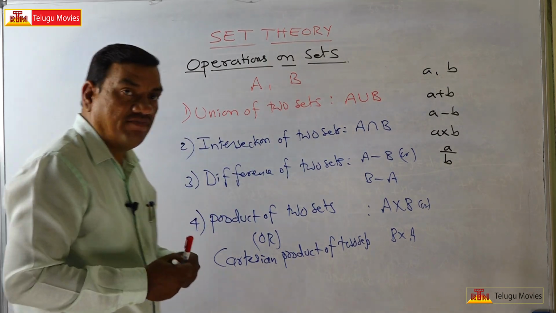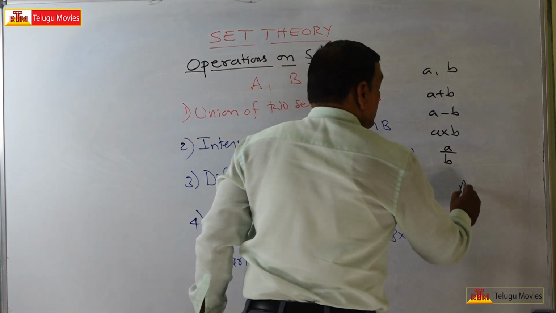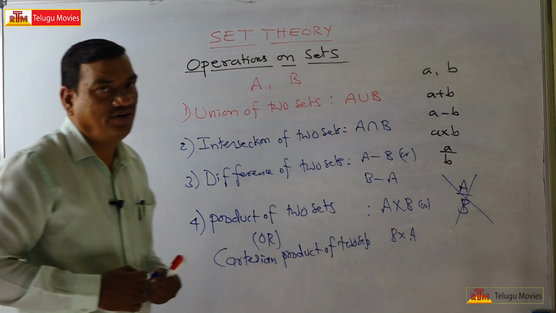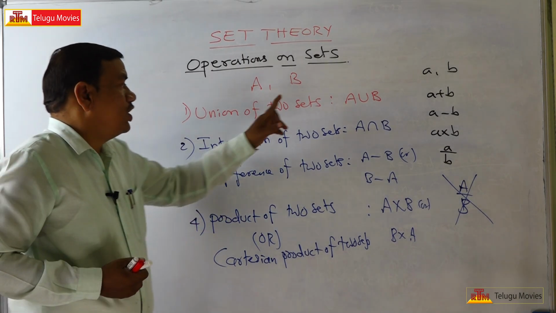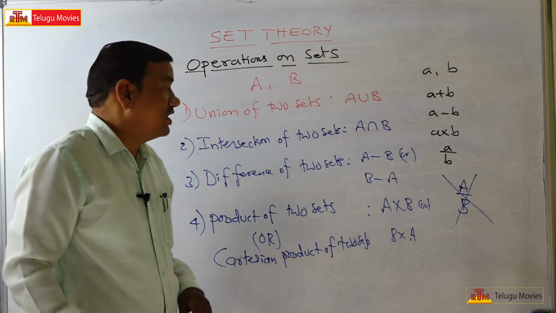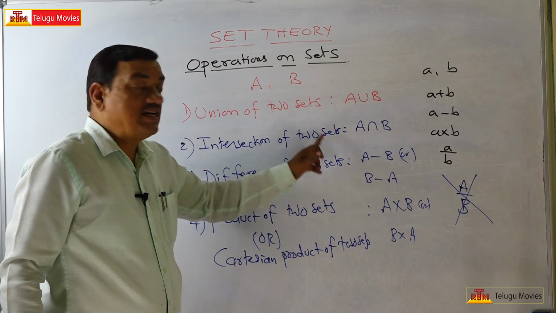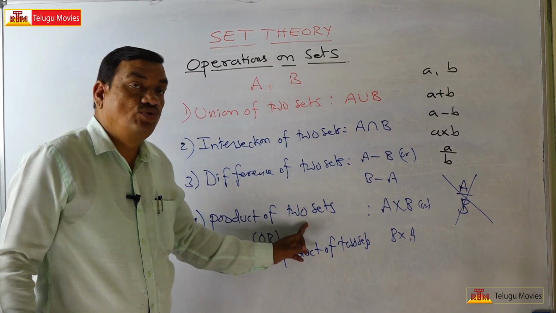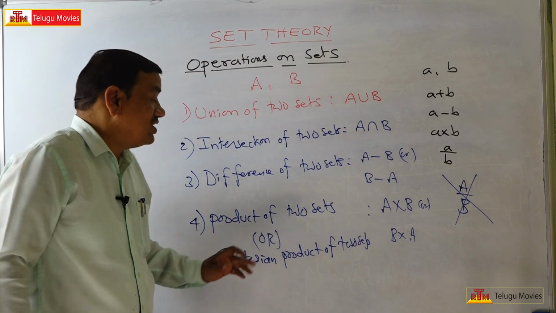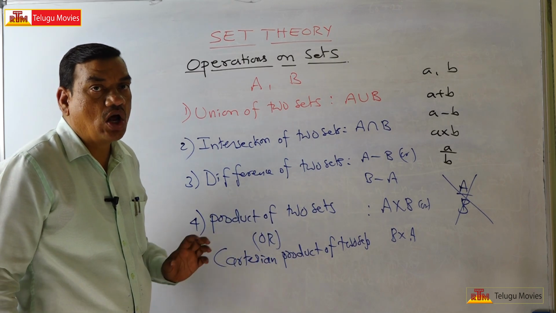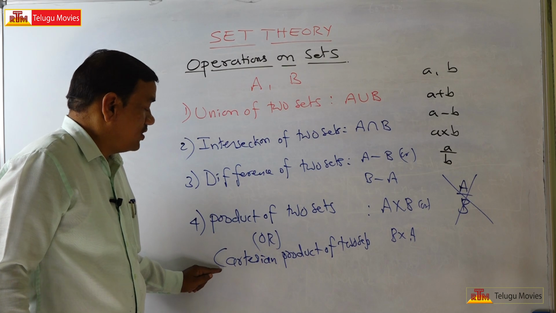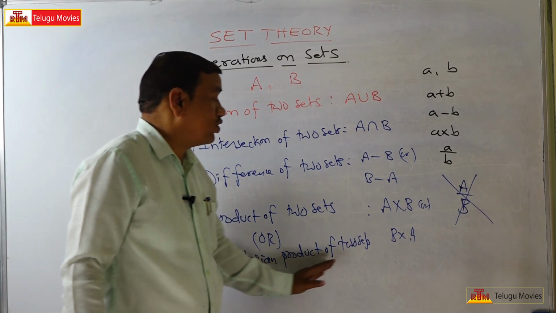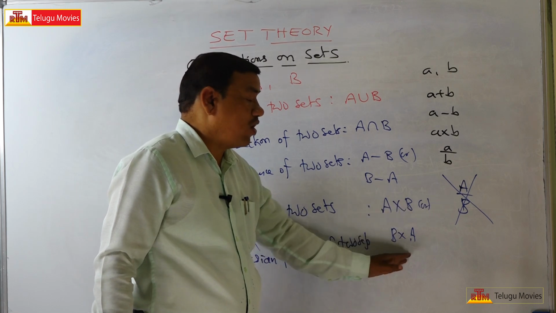For your information, there is no division of sets. That is not defined. Only the union of two sets, just like addition, the intersection of two sets, the difference of two sets, and the product of two sets. The product is also known as the Cartesian product of two sets, named in honor of René Descartes, a great mathematician, either A cross B or B cross A.